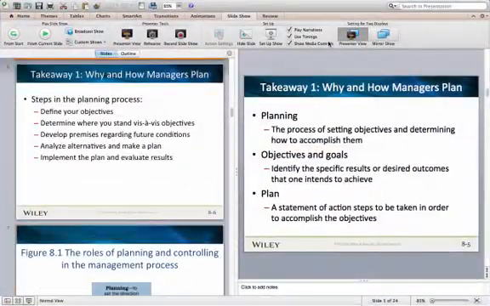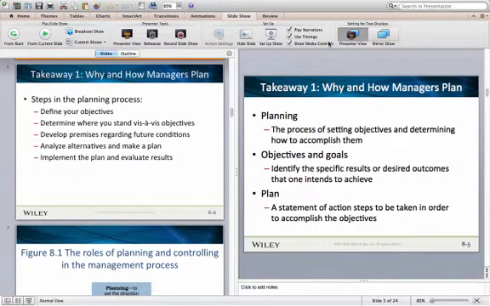Before I begin with discussions of the different types of plans, as well as different approaches to planning, I am just going to revisit the planning process again, because I want to ensure that you fully understand that as we go on.